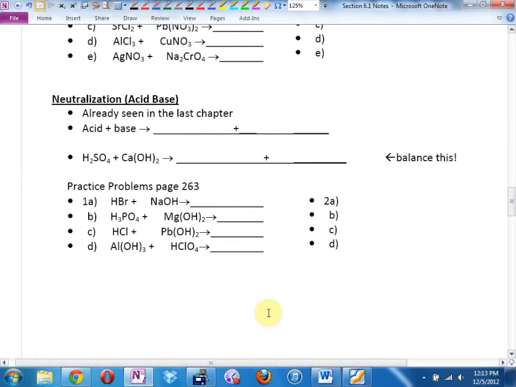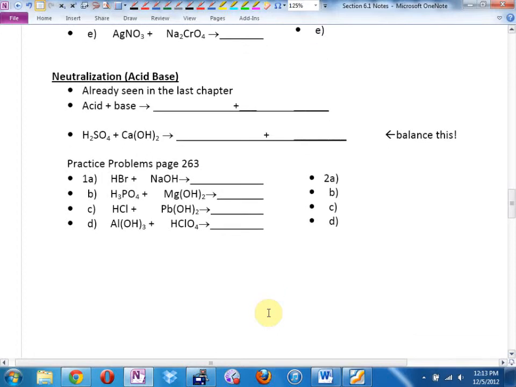The next type is neutralization. Acid-base. Now, we did this last chapter, but some of us still struggled with this a bit, so let's go over it. This is when you add an acid and a base. Do you remember the products? You get a salt, and instead of writing water, can I write H2O? We all know that's water, yes?